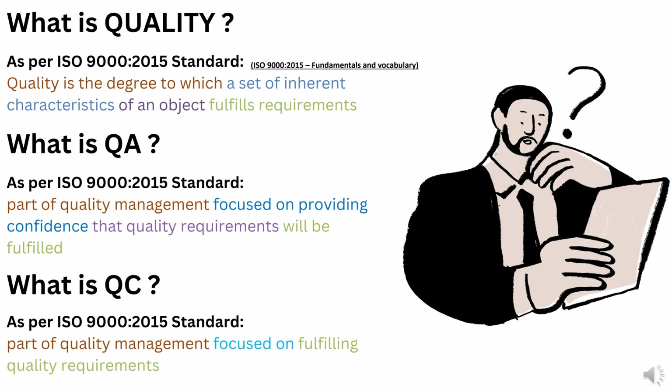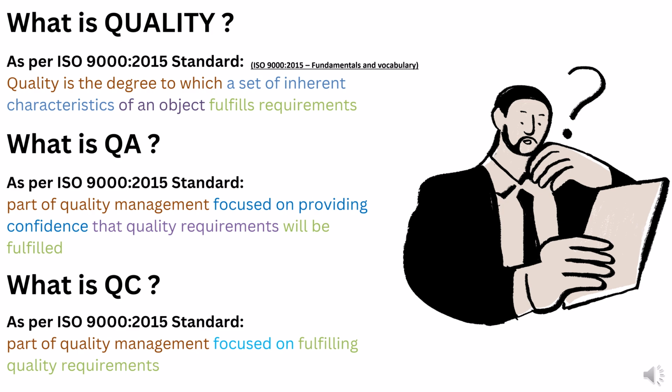The last part is to fulfill requirements. The requirements are what is needed or expected from the customers. It can be standards or internal policies. It means the product or the object is high quality if it is meeting the requirements of the customers. If it is not meeting the requirements of the customers, it can be considered low quality even if the object looks good. This is the meaning of quality as per ISO.